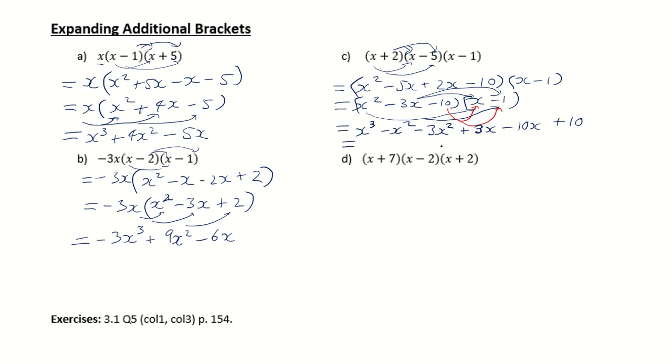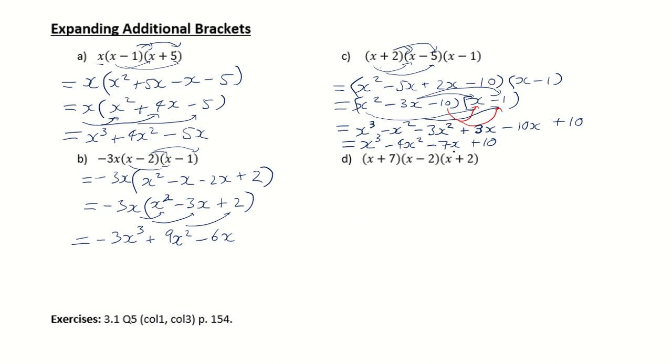I now need to go through and simplify any like terms. So there's my only x to the power of 3. I've got negative x squared take 3x squared, so negative 1x squared take 3x squared will give me negative 4x squared. And then I'm going to have the 3x take the 10x, which will give me negative 7x plus 10.